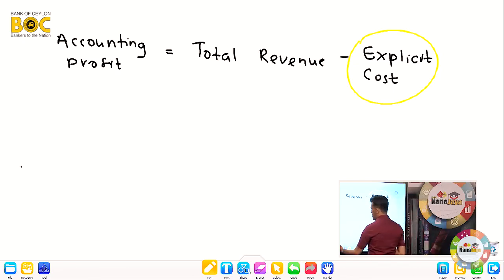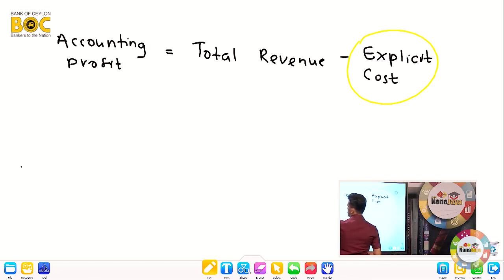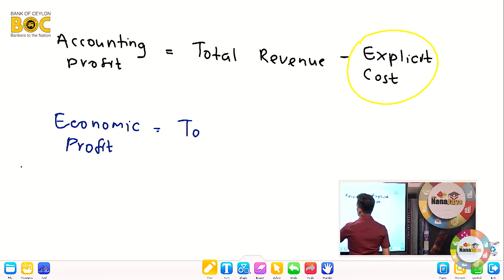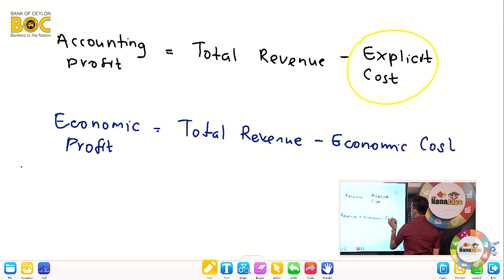But when it comes to the economic discussion, what do we identify as the economic profit? Economic profit is obtained by deducting the economic cost from the total revenue. So, economic profit is total revenue minus economic cost. When we say economic cost, we need to see what components we mean by the economic cost of production.